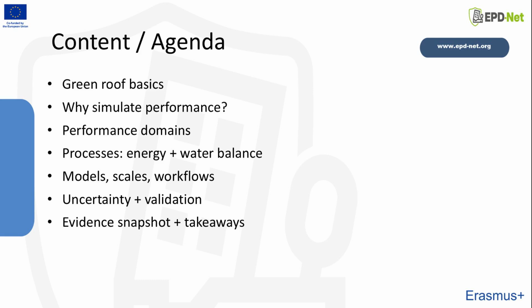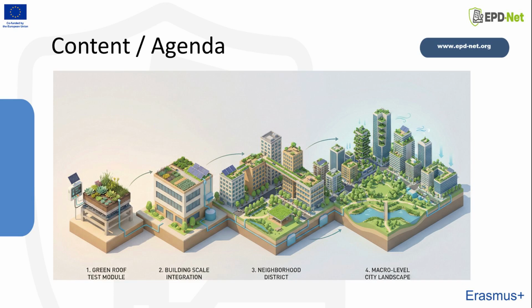Here is the roadmap. We begin with what green roofs are and why simulation matters for planning and design. Next, we organize performance into domains: thermal behavior, building energy impacts, stormwater retention and runoff timing, microclimate effects, and ecological functions. Then we unpack the underlying mechanisms using energy balance and water balance. After that, we review model families from empirical to physics-based, and discuss scaling from a test roof module to building, district, and city scenarios. We close with practical workflow steps, uncertainty and validation, and a short evidence snapshot that shows how monitoring and simulation fit together.